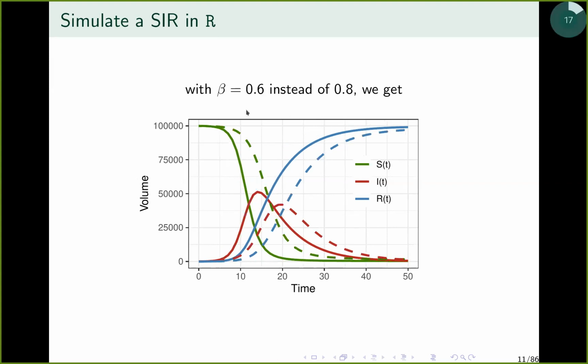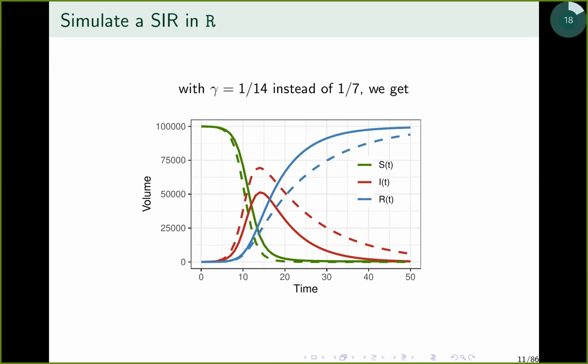And if you put the beta at a lower value, it will be a wave that comes a bit later and that's flatter, which is the flatten-the-curve thing, you know. So actually at the end, you will have the same number of people infected in total. Basically, everyone will get it, but at a slower rate. This is just the intuition behind it.